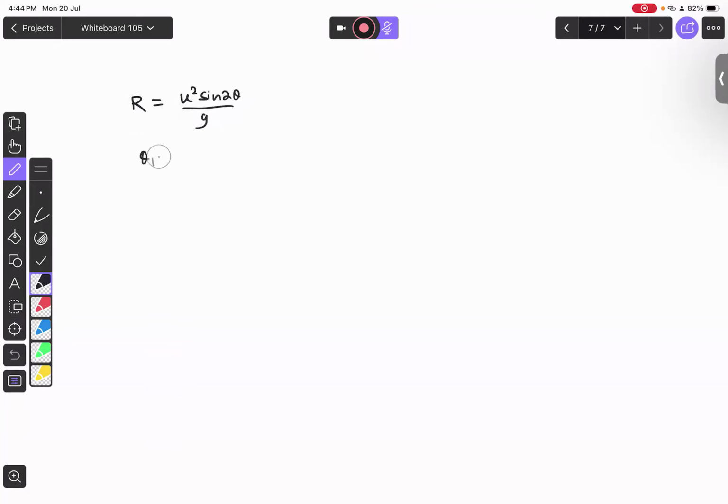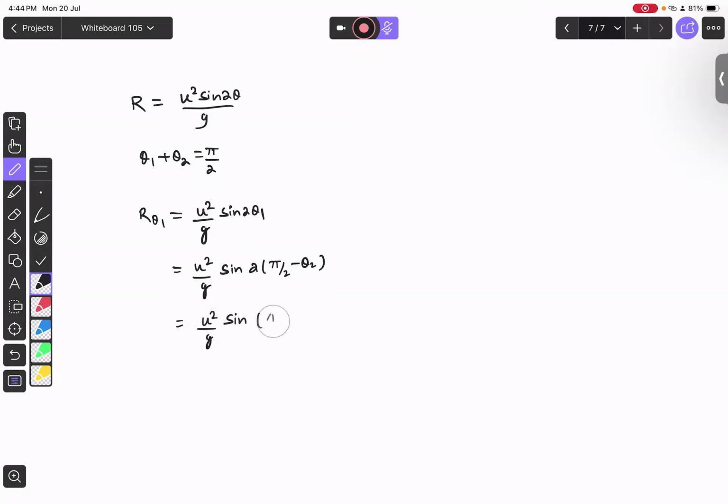So if I take theta 1 and theta 2 such that theta 1 plus theta 2 is 90, the range for theta 1 will be u square by g into sine 2 theta 1. Theta 1 we can write as pi by 2 minus theta 2, sine 2 times pi by 2 minus theta 2, and that will become u square by g sine pi minus 2 theta 2. And then some trigonometry thing: sine pi minus 2 theta 2 will be sine 2 theta 2. That is the range for theta 2.